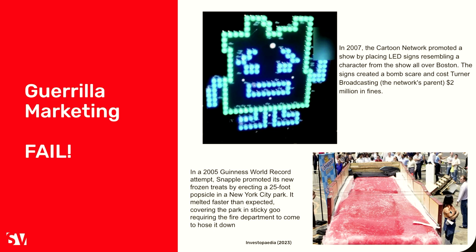The next fail I can share with you is from 2005. The Guinness World Records attempted to do a Snapple promotion, which is drinks, ice lollies, in a New York City park by creating a 25-foot popsicle in the height of summer. Now, needless to say, this melted and left a very sticky residue, which required the fire department to come and intervene, again causing a fine to be applied to the company. So these are seen as fails.